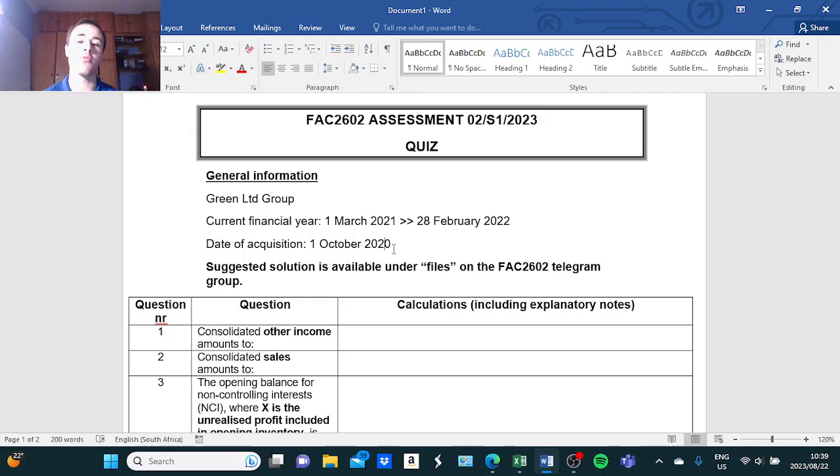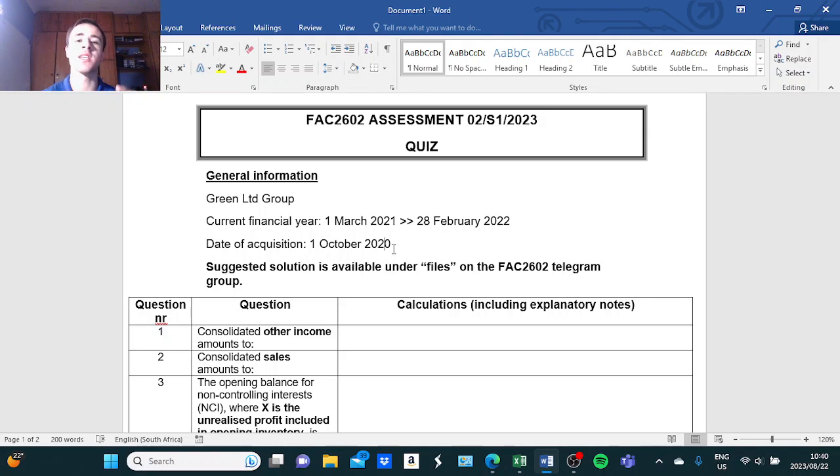The principles regarding this type of situation are addressed in Learning Unit 6, which you should have studied as part of your preparation for this assessment. However, for this assessment, we will not be required to calculate a pre- and post-acquisition profit for the subsidiary. Why? Because the group was not formed in the current financial year. The group was formed in a previous year.